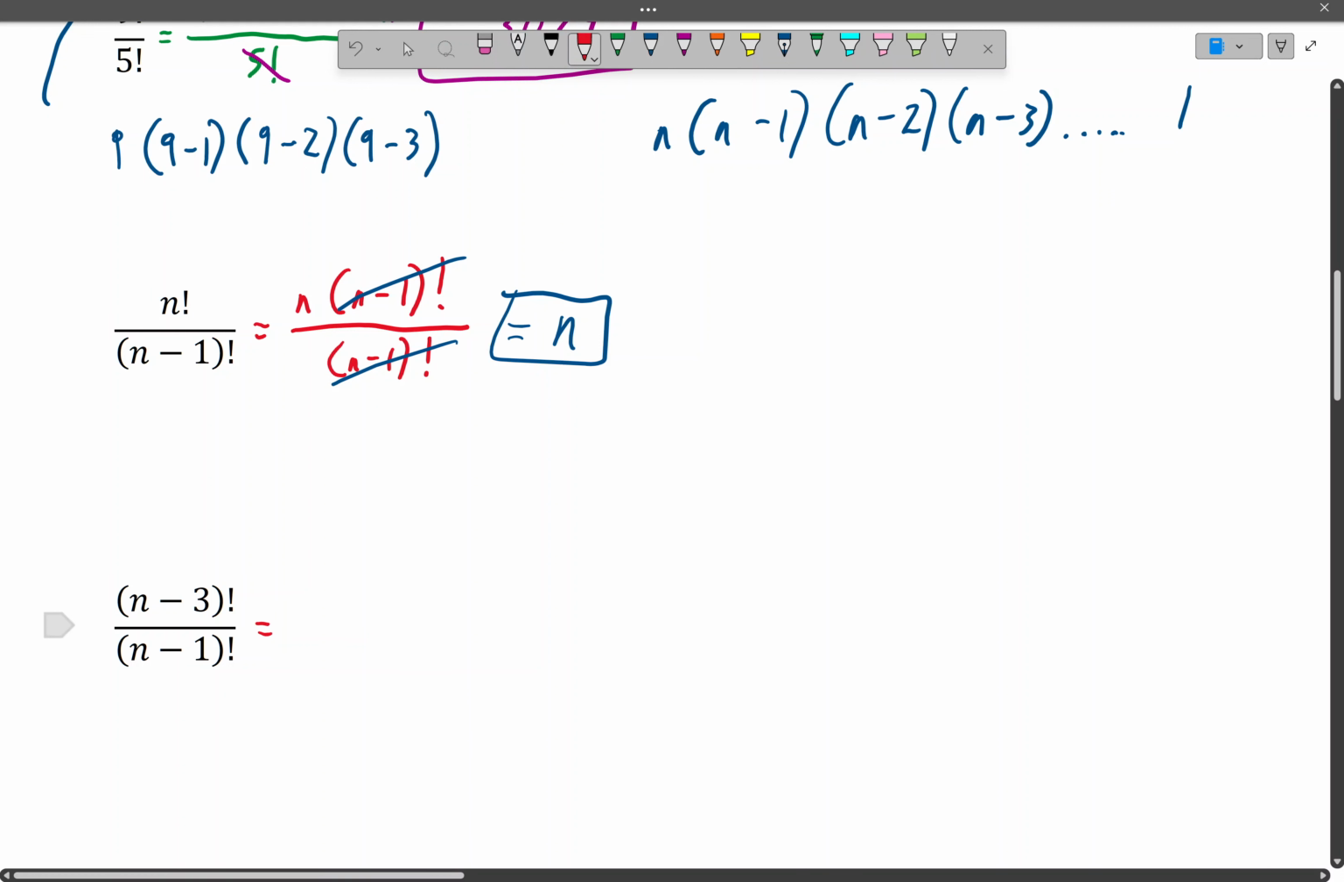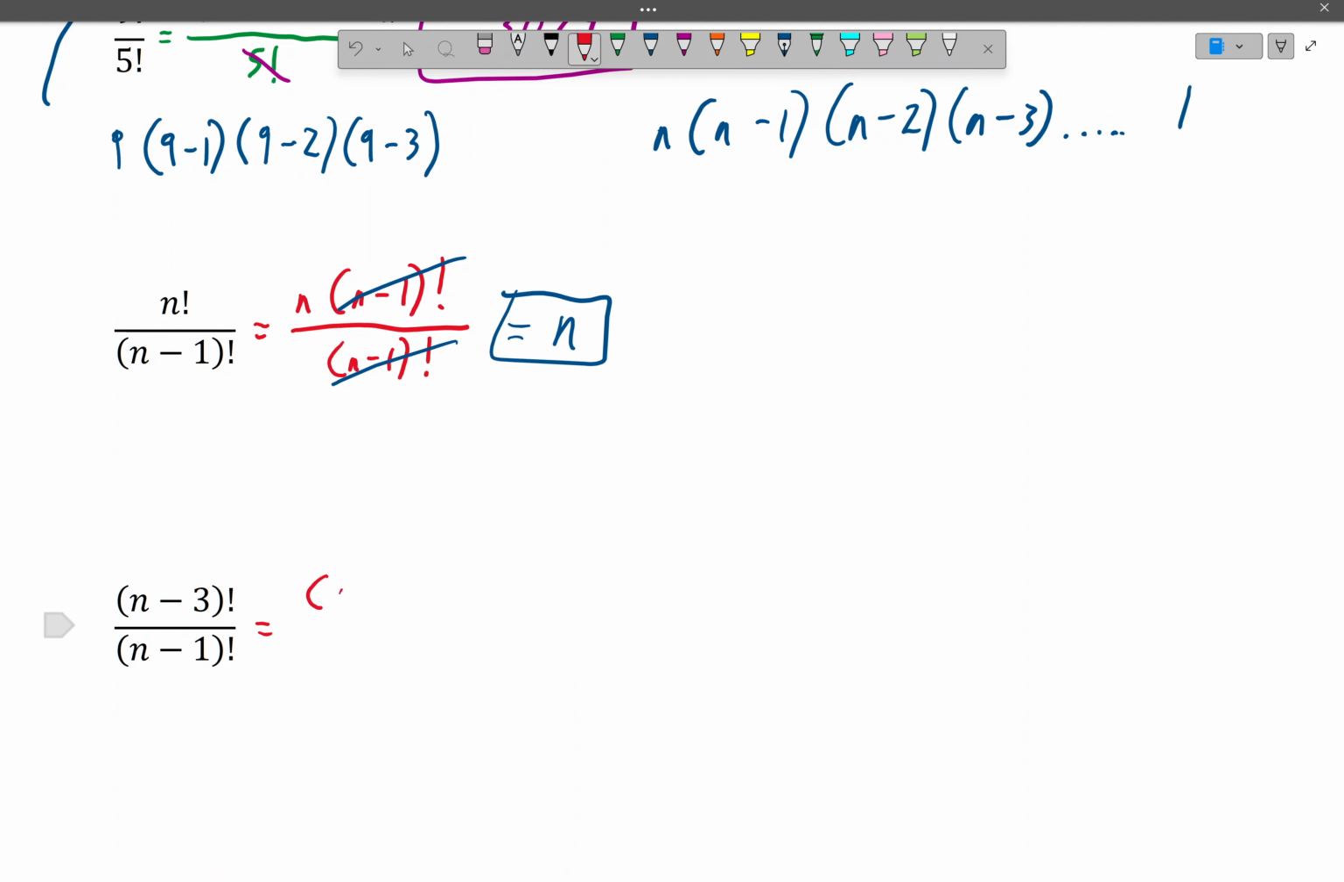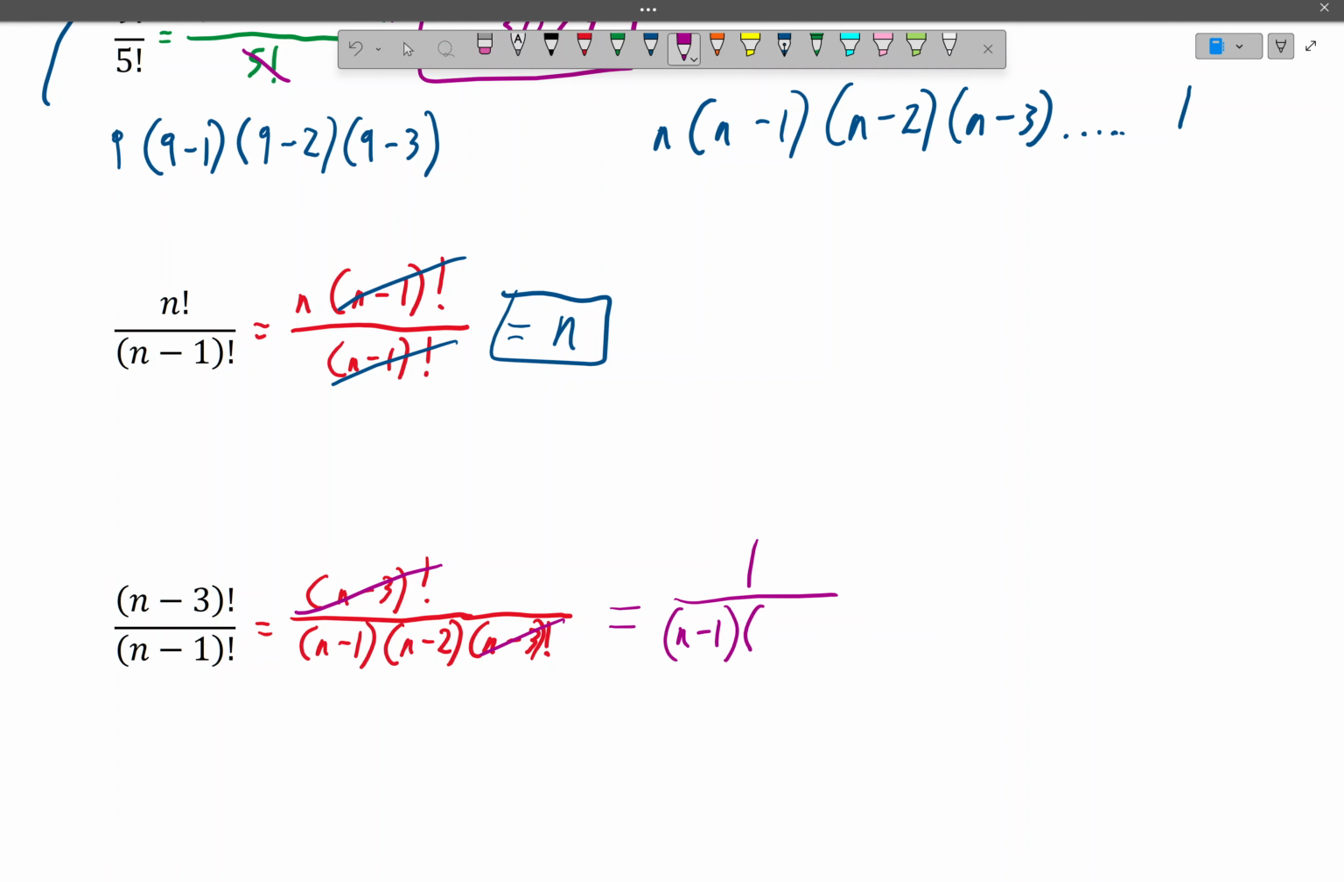Okay, let's go ahead and try this. So we're going to write down the smaller factorial. Which one's smaller? Well, n minus 3 is smaller than n minus 1. So you start by writing the smaller one. Then we unzip the bigger one until they look the same. Now that they look the same, we can cancel out those two parts, and we're left with n minus 1, n minus 2.